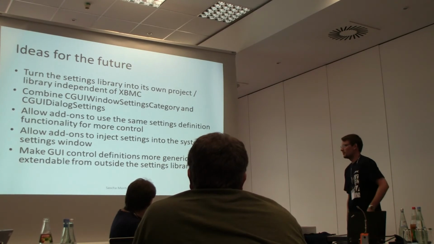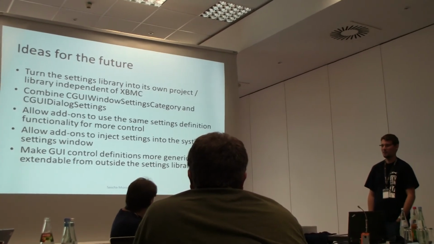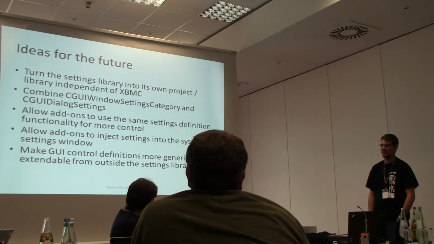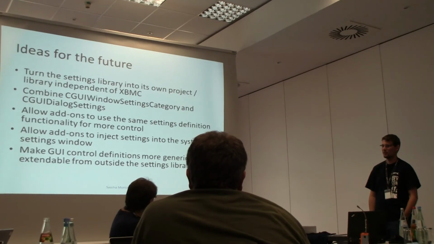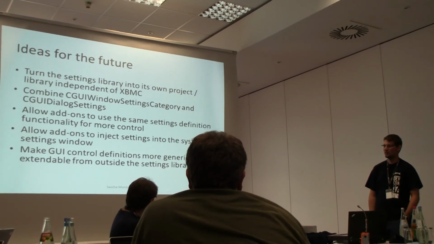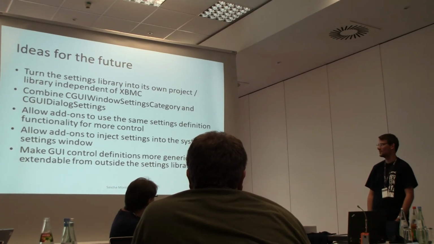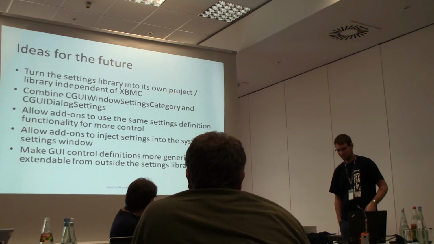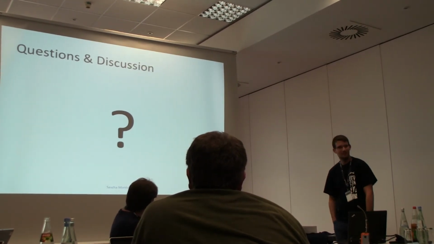Yeah, that's also what I said. Make the user interface control definitions extendable from XBMC. Right now there's a fixed list of supported types like list, spinner, button. Then if you need something else, you have to hack both XBMC and the settings library. Ideally, you only hack XBMC. Yeah, I think that's all I have.